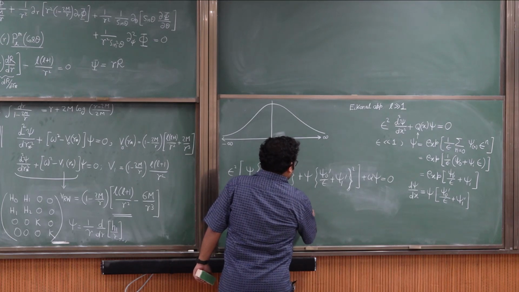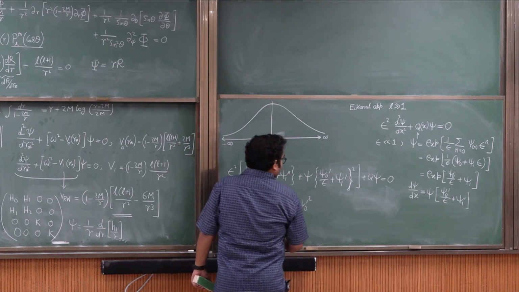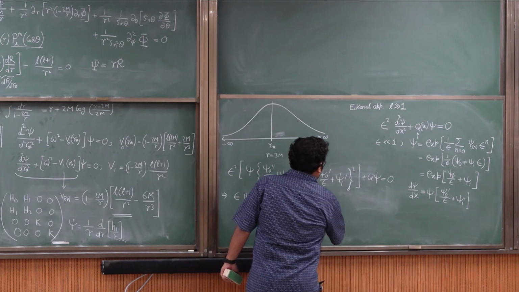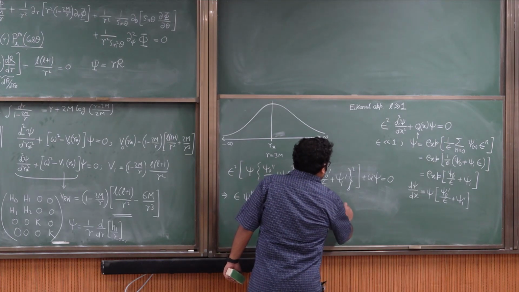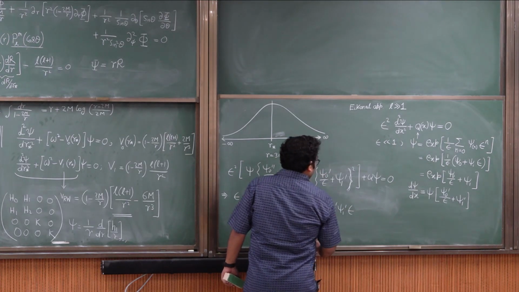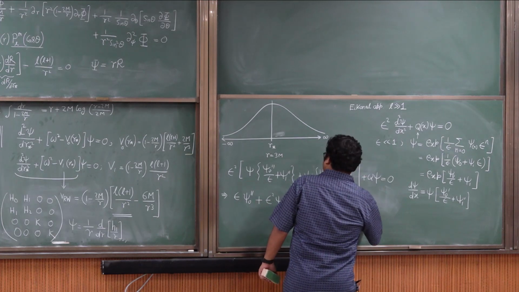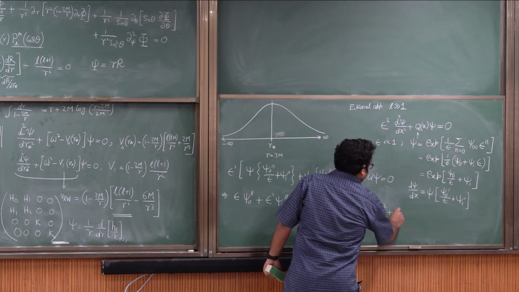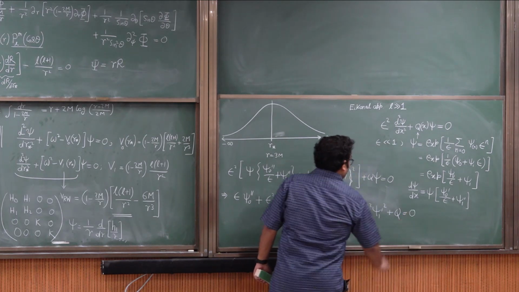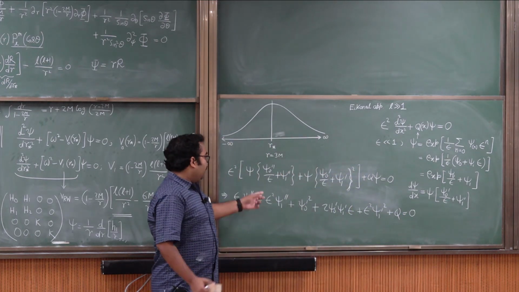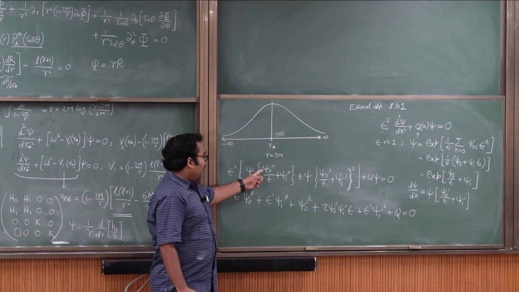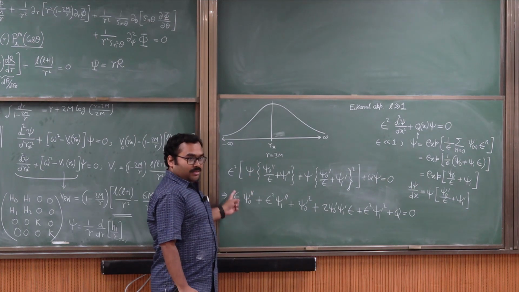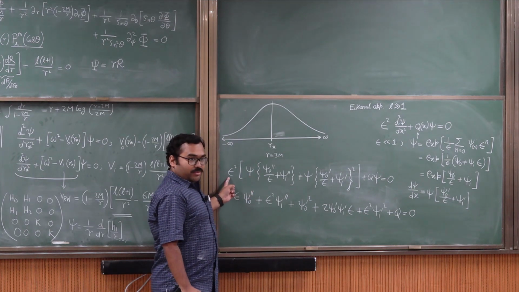Then you are squaring it, so you will have psi 0 prime square, plus twice psi 0 prime psi 1 prime epsilon, plus again there is epsilon square psi 1 prime square, plus q equal to 0. So I am just multiplying. The first term is psi 0 double prime into epsilon, because it is multiplied with epsilon square.